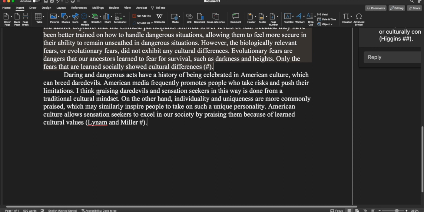So we have something that's a bit confusing here, right? One is, I think... And then we have American culture allows sensation seekers to excel. So I would need to go back and read the Lynham and Miller source, but this is generally speaking, by the way, true, that in the United States, risk-taking is rewarded much more than in other nations. And this is for a number of reasons.